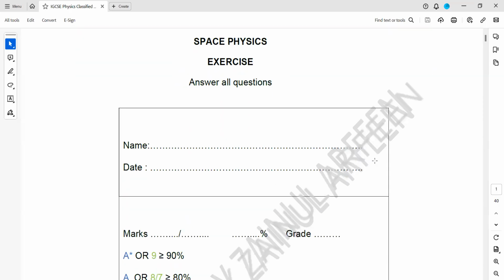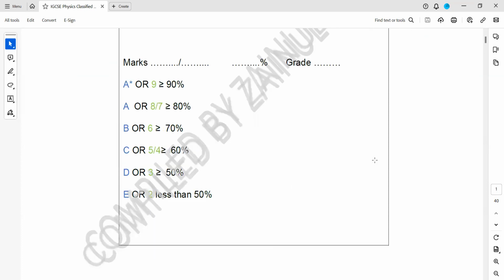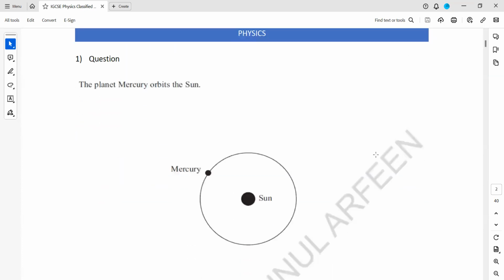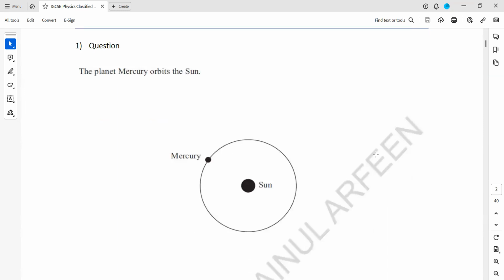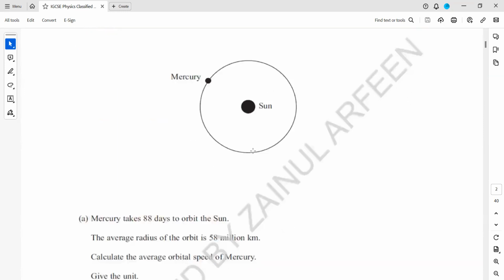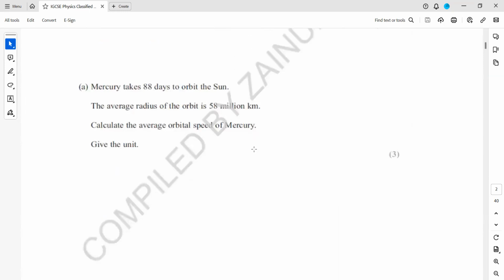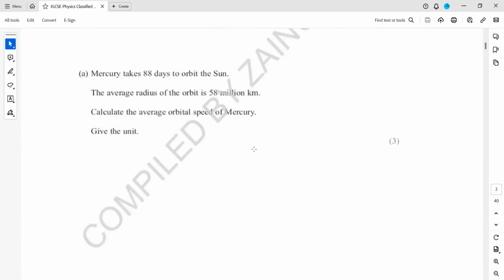So this exercise is related to the space physics questions. The planet Mercury orbits the sun. As you can see, the orbit of Mercury, and the sun is there at the center. Mercury takes 88 days to orbit the sun. That's the time period. Average radius of the orbit is 58 million kilometers. Calculate the average orbital speed.